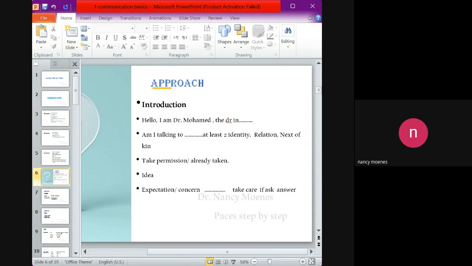Am I talking to Mr. Sami, son of Mr. Ahmed Ali, 65 years old? Yes, doctor. Are you a next of kin? What is the next of kin? The person who is taking care of him or is responsible for this patient.